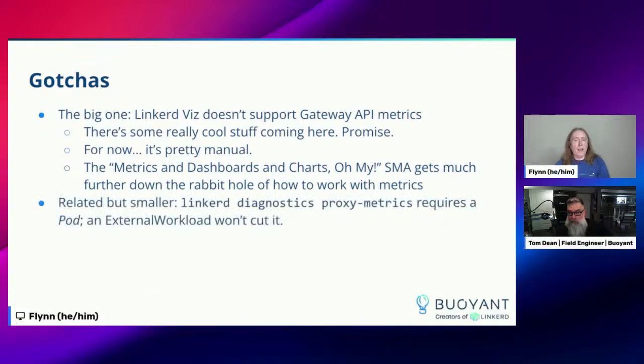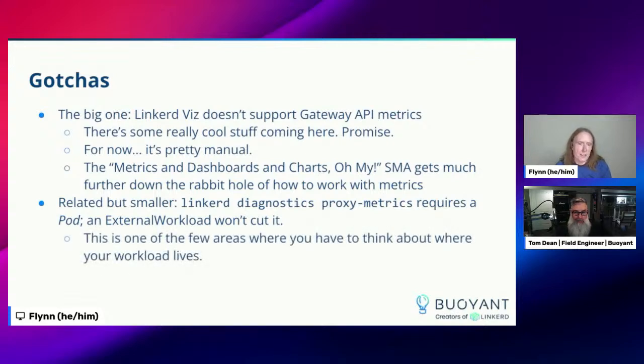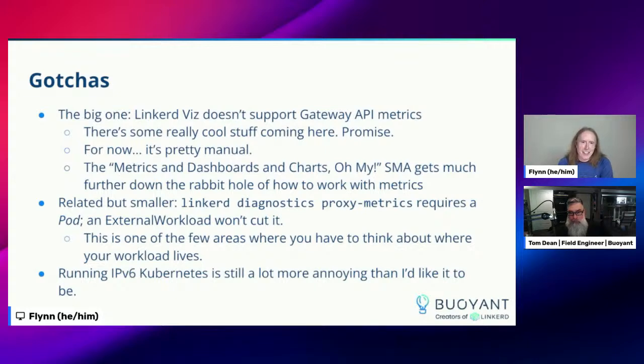Related, linkerd diagnostics proxy-metrics requires a pod. You can't feed it an external workload. This made me very sad. But this is one of the few areas where you have to think about where your workload lives. For most of the scenarios I could come up with, a lot of the time you're going to be talking from the workload back to your cluster anyway, so there is a pod involved and you'll be able to figure it out from one side or the other. And finally, as we've mentioned, running IPv6 Kubernetes is a lot more annoying than I would really like it to be so far.